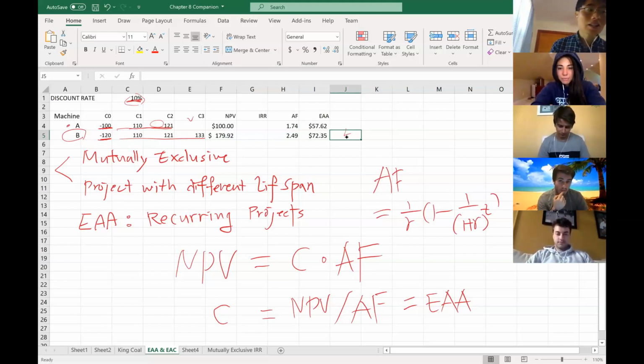Okay, so the key point here is that in the case of EAA, we are talking about 2 mutually exclusive projects with different lifespans. And when we assume that these projects can be repeated, we should use the EAA, not the net present value.